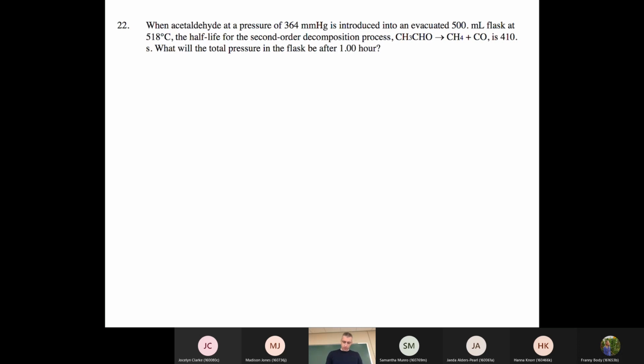Okay, well, first of all, what we can say is that the half-life equation for a second order process is 1 over k times the initial concentration, or in this case, because we're dealing with gases, initial pressure. Pressure is obviously proportional to concentration using PV equals nRT. So that's good. We have initial pressure, and we have t1/2, which is 410 seconds. So what we can do is solve for k.